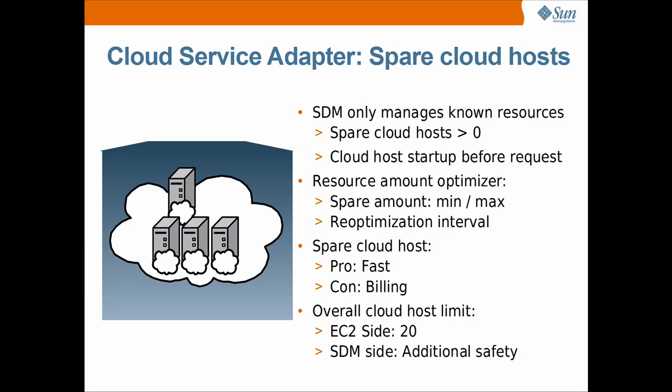You need to know also where the binaries for OpenVPN and its configuration directory are. The Service Domain Manager manages only resources that are known to the system. The number of the resources started in the system should be greater than 0. Please notice that the cloud host is always started before the request.